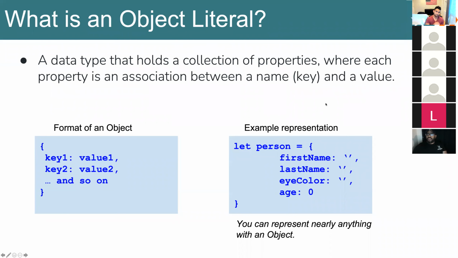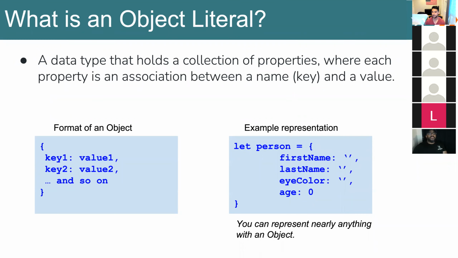So an object, well, we're familiar with an object. It's a data type that holds key value pairs, where each key is what you're actually looking up, and the value is the result that comes out of it. But an object literal is a specific kind of object which has the idea that each key value pair is a property of something, or someone in this case. A person has a first name, a last name, an eye color, an age. Each property is an association with a name and a value.